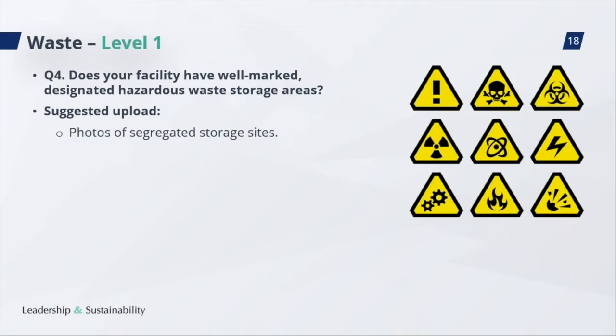Next, we go on to question number 4, which asks you, does your facility have well-marked designated hazardous waste storage areas? Hazardous waste poses a greater risk to the environment and human health than non-hazardous waste and thus requires stricter management process. It's important to have a designated hazardous waste storage area to eliminate its risk to workers and the environment. Management should understand the dangers of hazardous waste and the importance of preventing contamination. Key employees should be trained on how to prevent contamination in hazard storage areas.